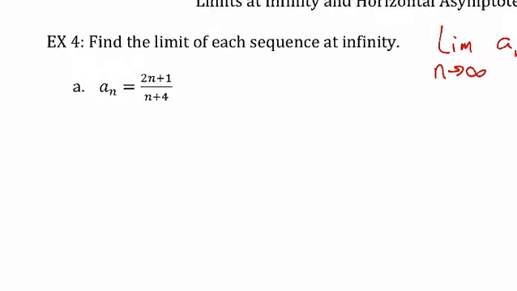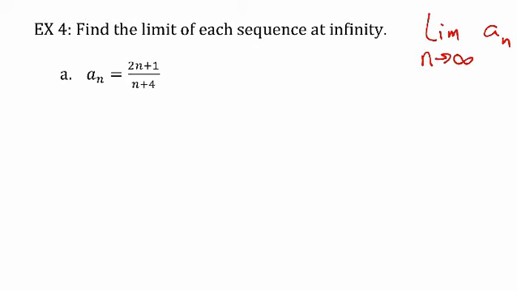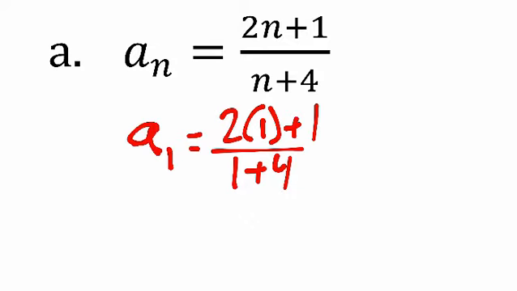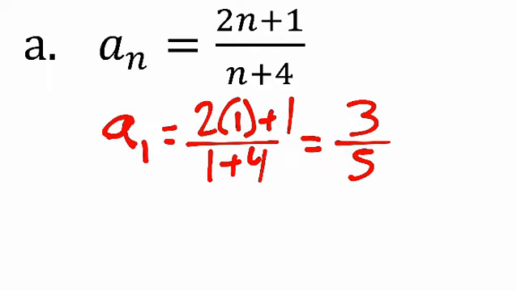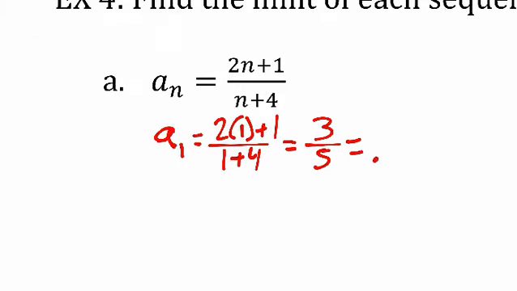For this, we're just going to practice by plugging in some values. We've got a sub n equals 2n plus 1 over n plus 4. Let's start by finding the first term. A sub 1 equals, well, I'll just plug in 1. 2 times 1 plus 1 over 1 plus 4. Well, 2 times 1 is 2, plus 1 gives us 3, and our denominator is 5. So 3/5.